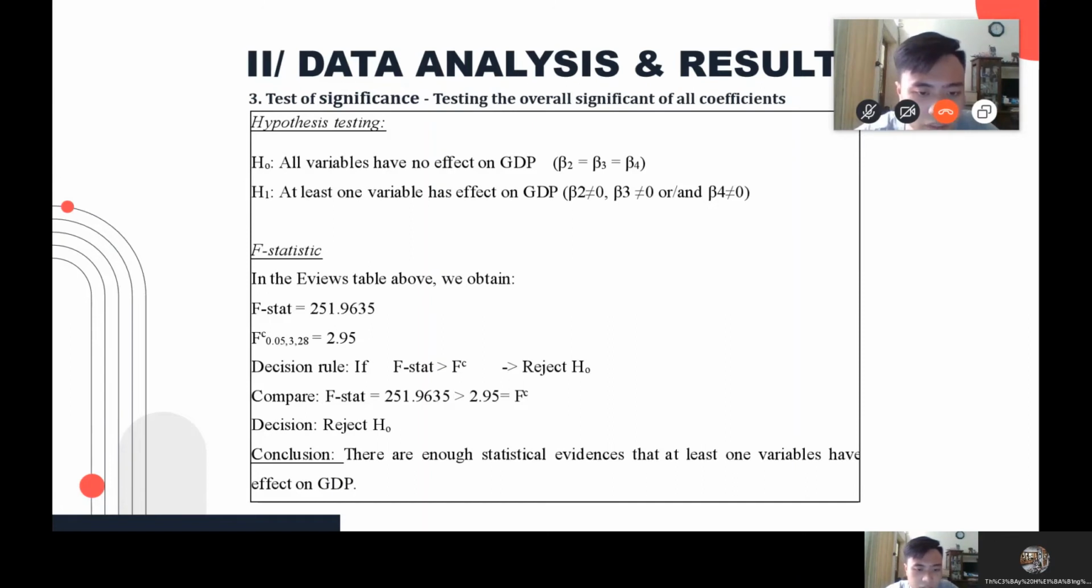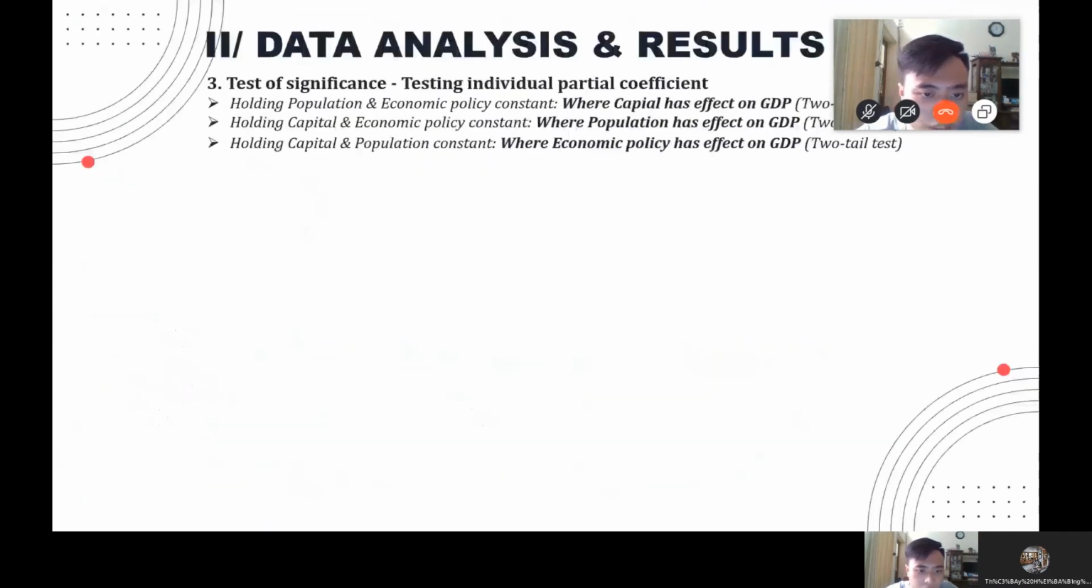As you can see here, the F stat in our model is greater than F critical, so we reject H0. We conclude that there is enough statistical evidence that at least one variable has an effect on GDP. Now we come to the next test, testing individual partial coefficients. I will test three variables with the same method using this statistic.